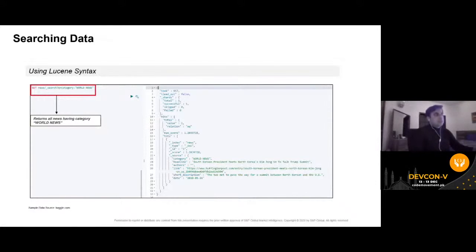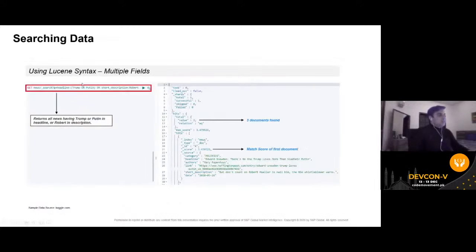Lucene is pretty simple, but it's not really used practically. I want to build up from not so complex things and keep things simple. So this is another search where we are interested in documents which contain the keyword Trump or Putin in the headline, or the short description having the keyword Robert. It will return all the documents which either have Trump or Putin in the headline, and a short description having Robert. Here we see that 3 documents are found in the search result, and the document with the highest score, which shows the relevance of the document to your search term.